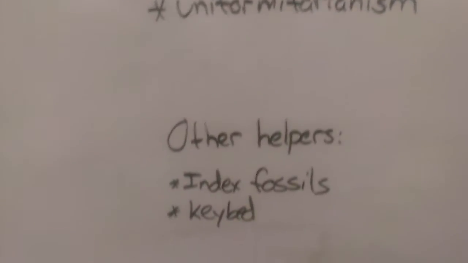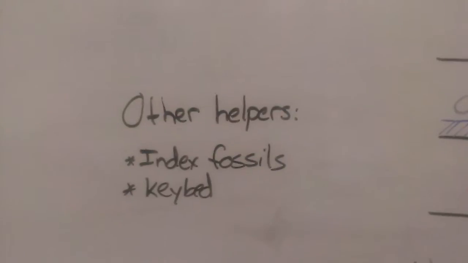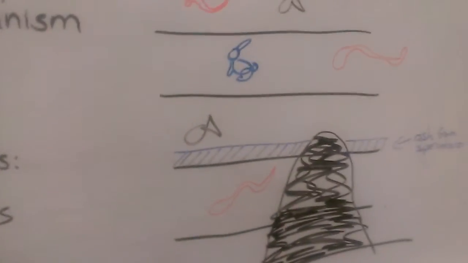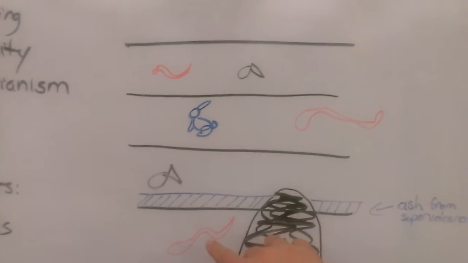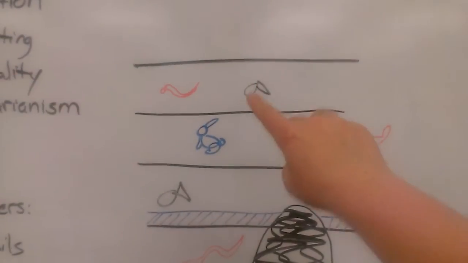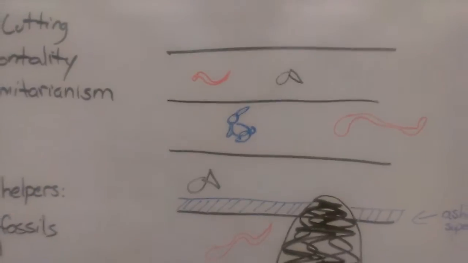Other little helpers we're going to keep in mind are index fossils and key beds. So for index fossils, let's take a little look over here at my drawing, which is excellent as usual. We have several fossils. We have a snake fossil in red here, and it's in a couple layers. We've got my fish fossil in black, and then we have my bunny fossil in blue.